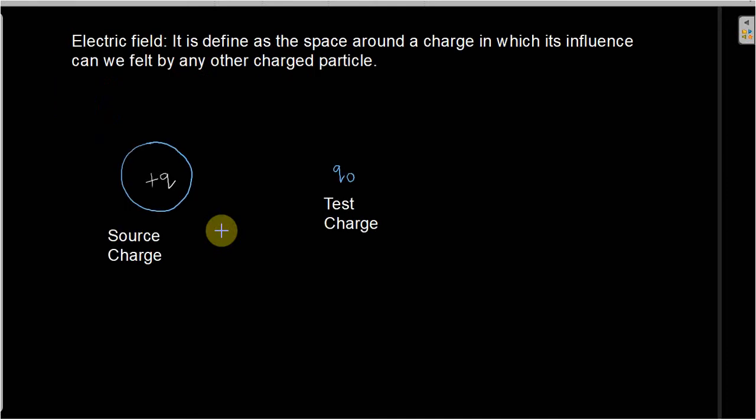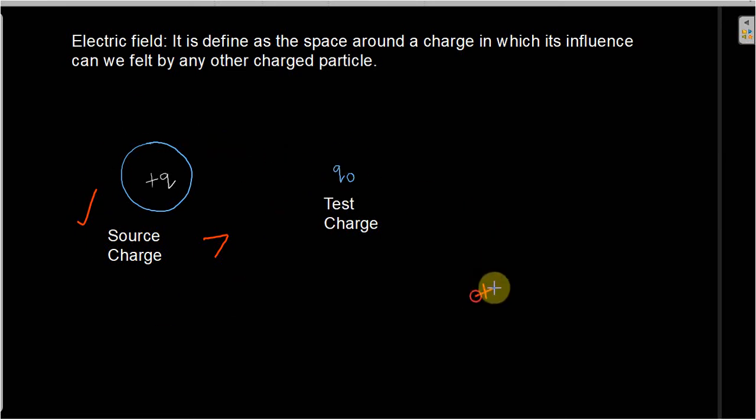What is an electric field? Electric field is defined as the space around a charge in which its influence can be felt by any other charged particle. To understand this, we have two kinds of charge. First one is positive Q, that is your source charge, which will produce a field, and the size of the source charge is greater than the test charge. This one is your test charge. We will place this test charge in the field of Q charge.